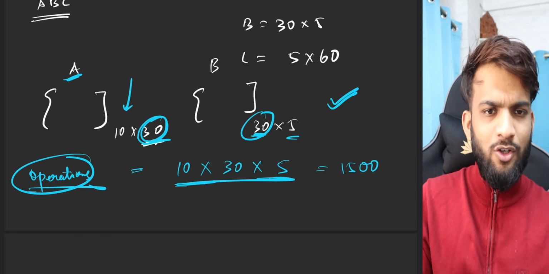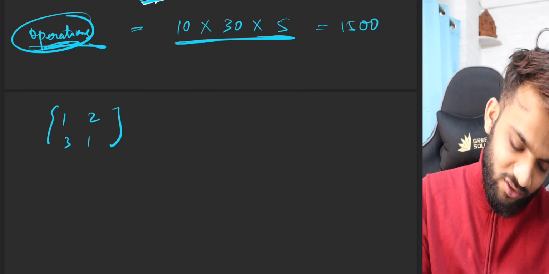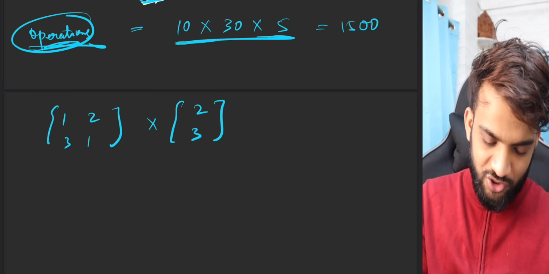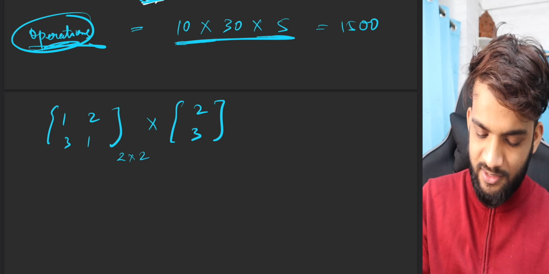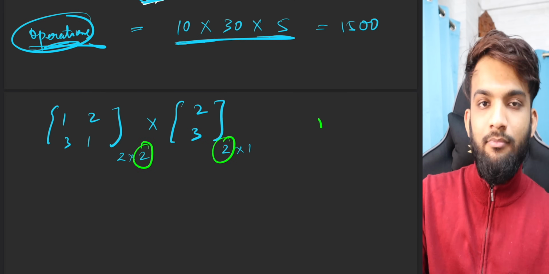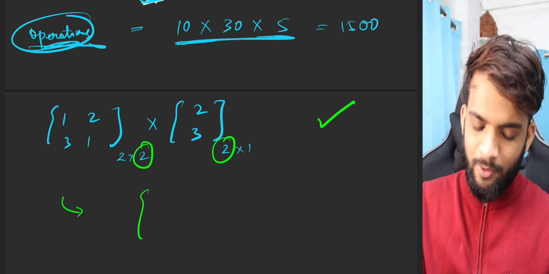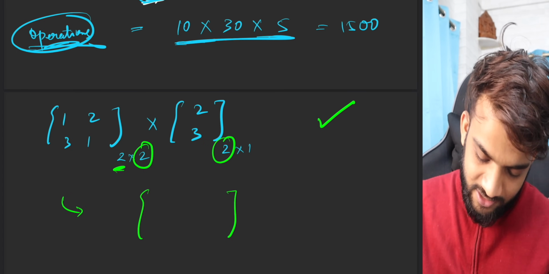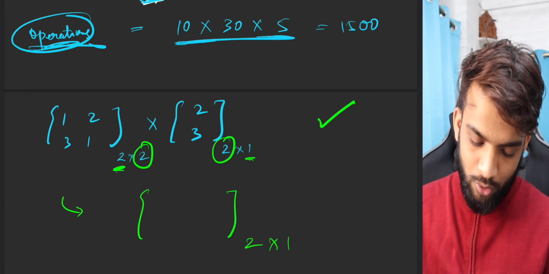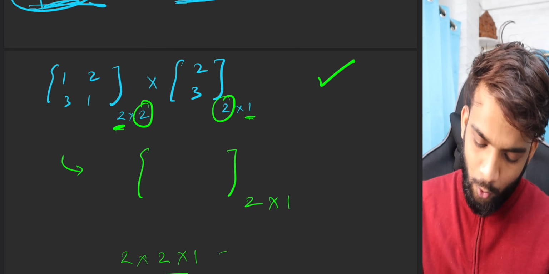Now, what are these operations? If I am multiplying some matrices like this, how many operations do we generally do? This is nothing but a 2 cross 2, and this is nothing but 2 cross 1. So again, this is equal, so multiplication is possible. The resultant will be a matrix of size 2 cross 1. How many operations will you do? 2 cross common 2 cross 1, which is 4 operations.